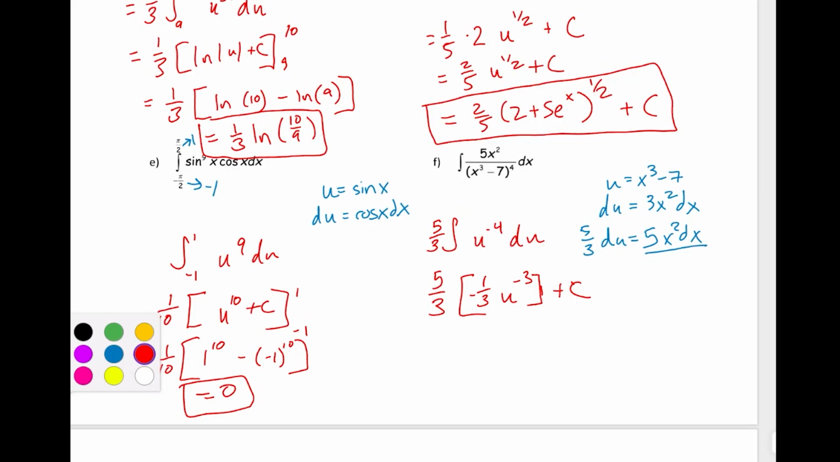Okay, so now we can go ahead and multiply those two coefficients together. So we get negative 5 over 9, u to the negative 3rd, plus c. And since u is x cubed minus 7, the final answer here is going to be negative 5/9 times x cubed minus 7 to the negative 3rd power, plus c.